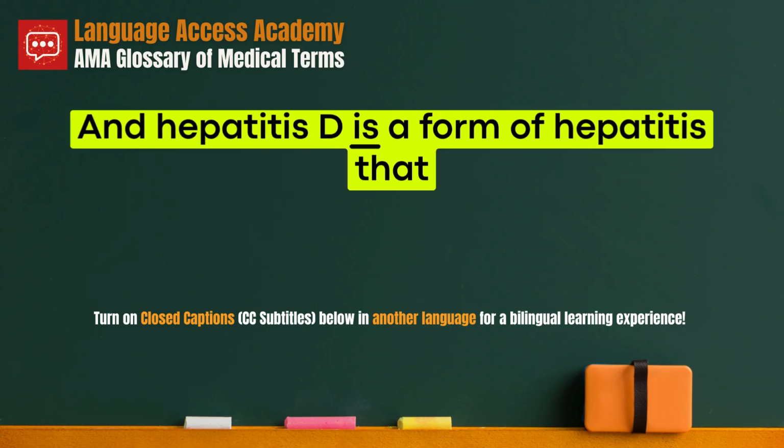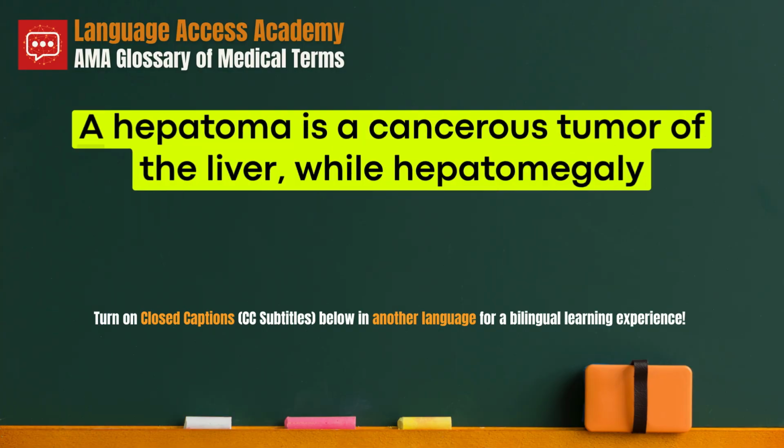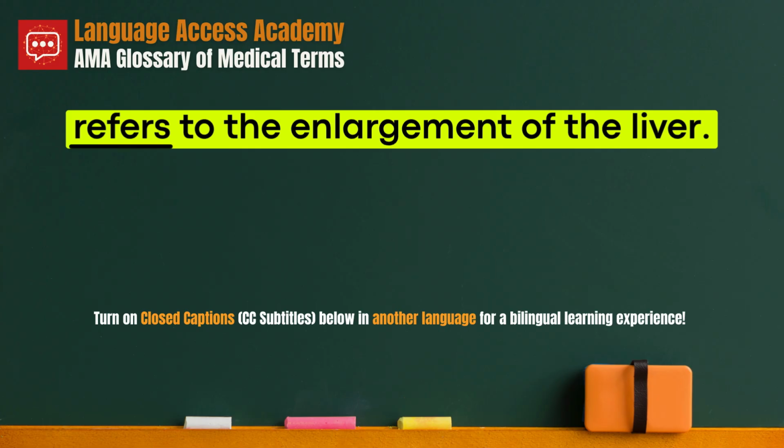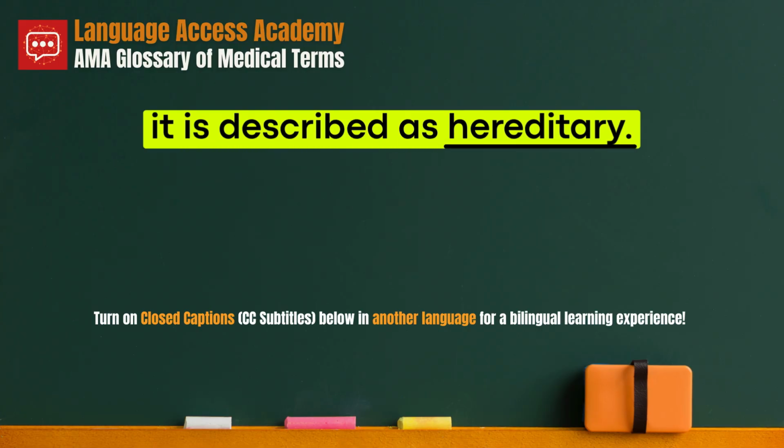And hepatitis D is a form of hepatitis that only causes symptoms when the individual is already infected with hepatitis B. A hepatoma is a cancerous tumor of the liver, while hepatomegaly refers to the enlargement of the liver. When a genetic trait is passed from parents to children, it is described as hereditary.